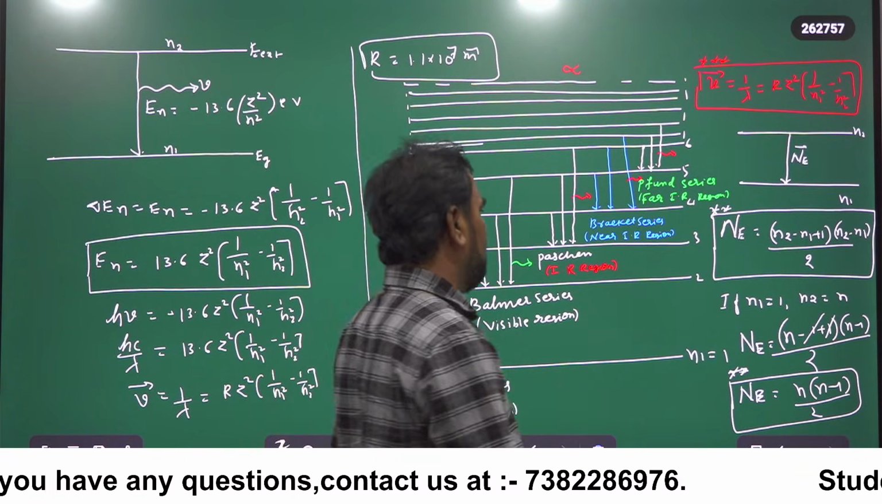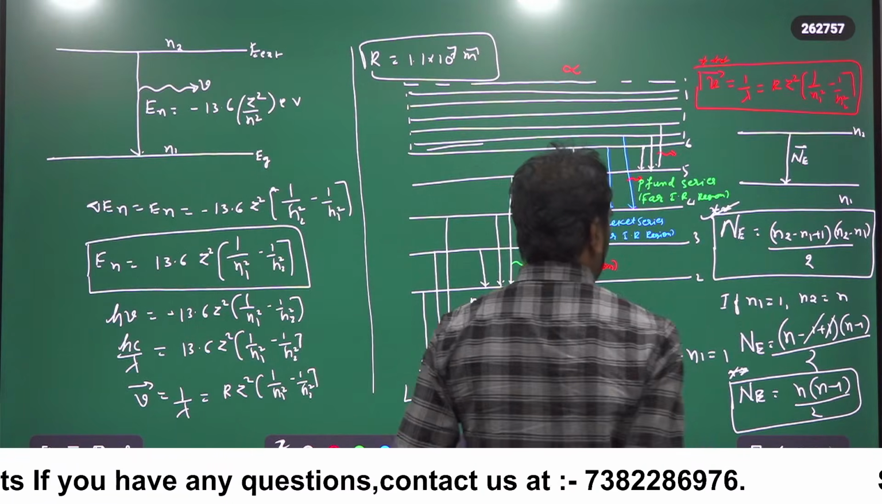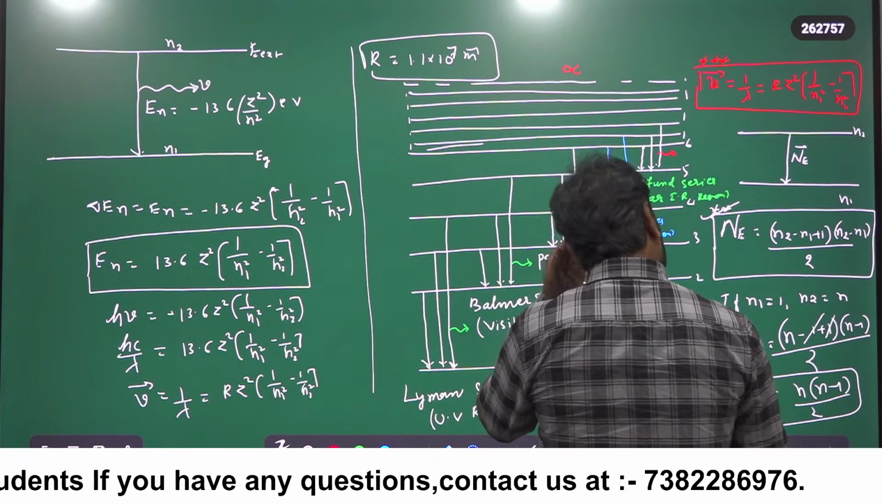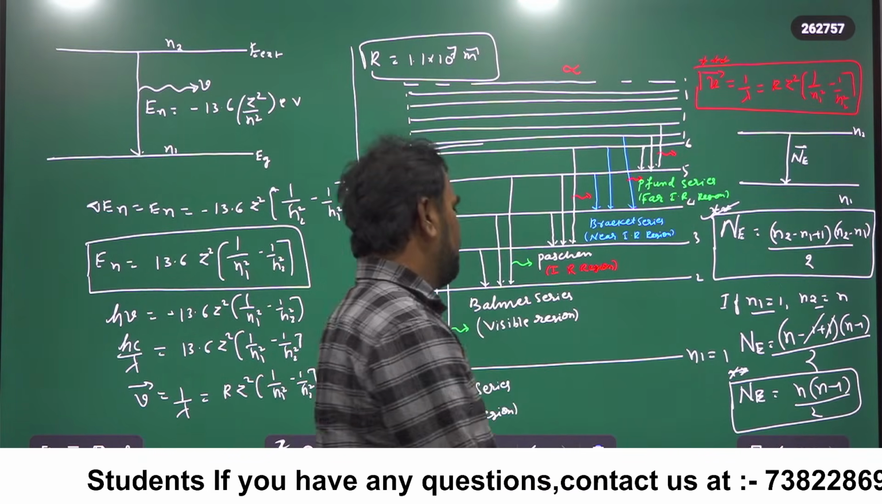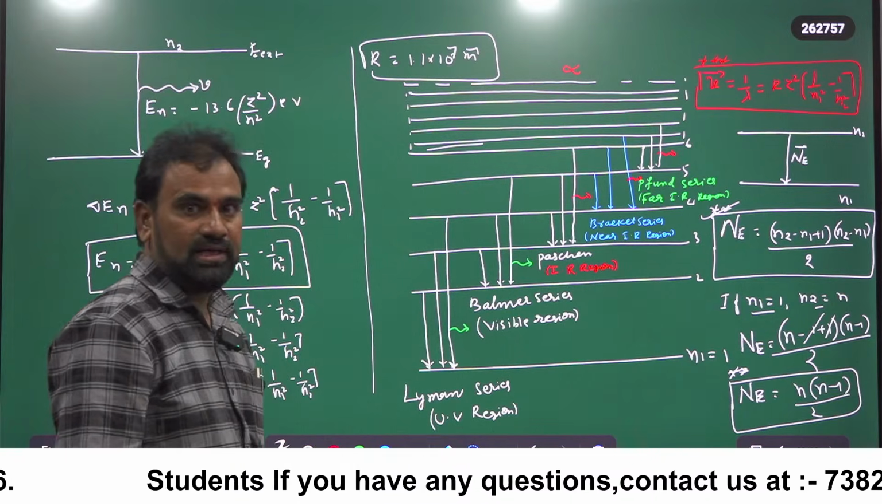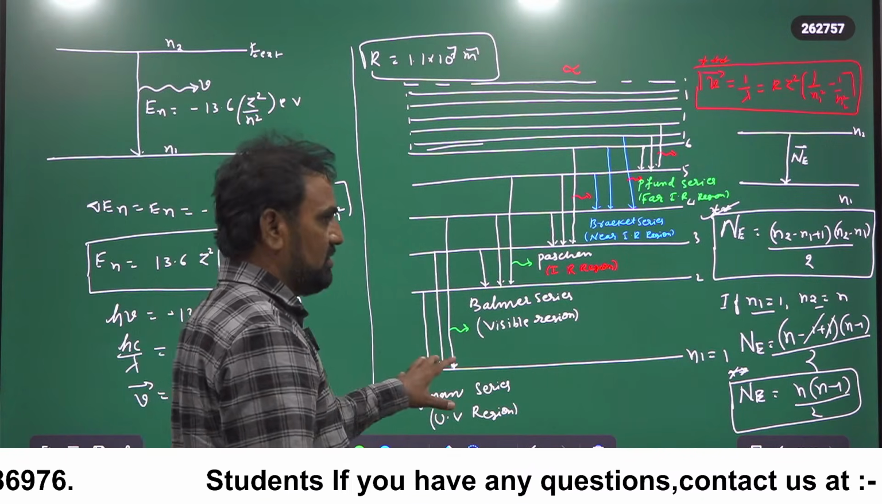The number of spectral lines formed here is N_E, and if the transition is taken from N1 equal to 1 to N2 equal to N, then N_E is equal to N into N minus 1 by 2. Is it clear? See some problems based on this concept.